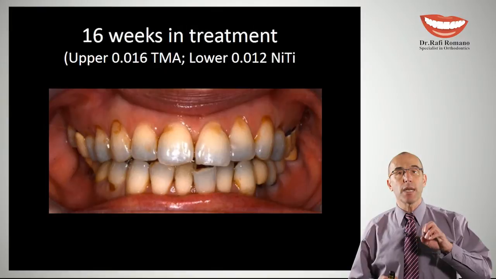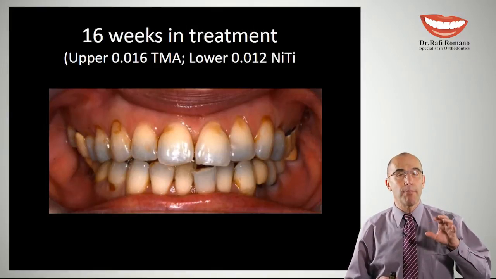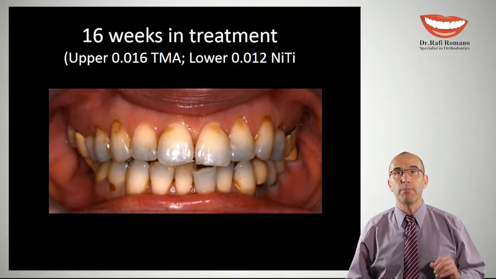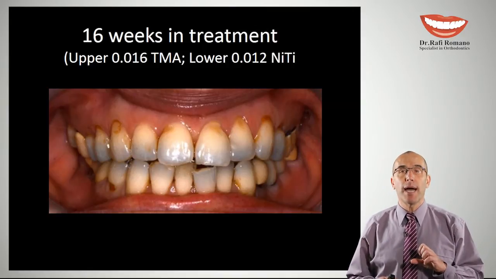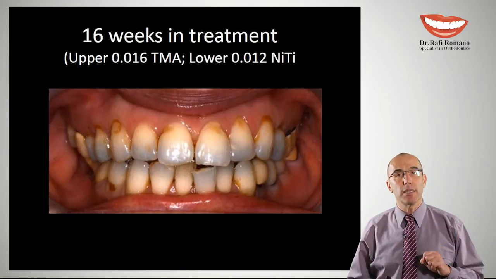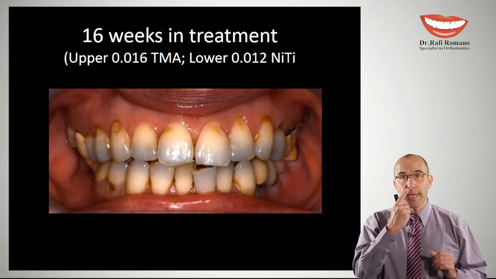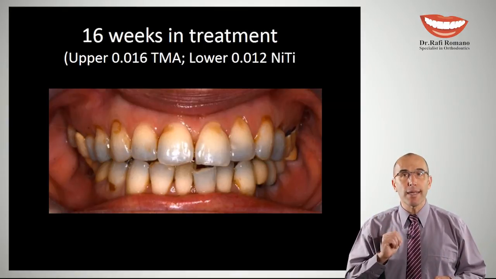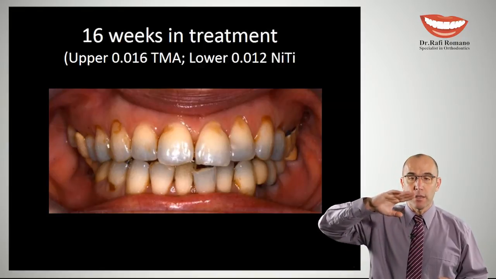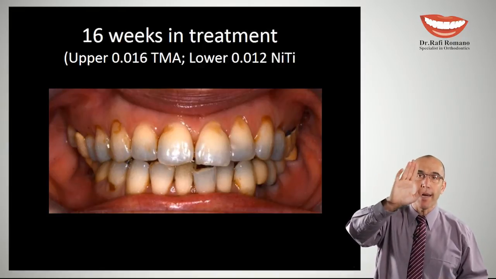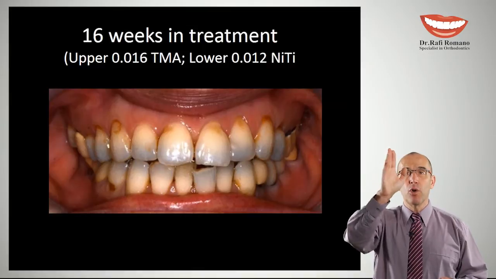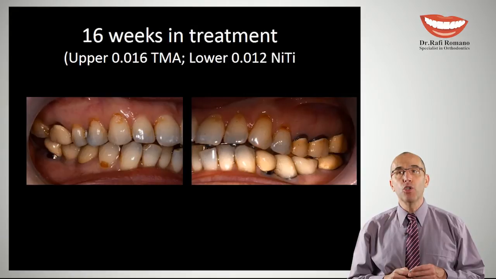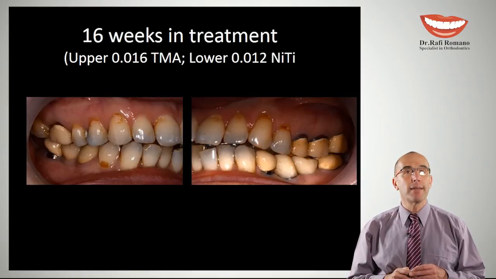So here she is after 16 weeks. We put in the upper an 0.016 TMA or CNA beta titanium. And in the lower, I'm now with the 0.012 nickel titanium. I start getting the alignment in the upper and lower. You can see the right central incisor is not only getting rotated, but getting upright. Look at the gum level, look at the long axis of the tooth. Still occlusion, very nice, right and left.